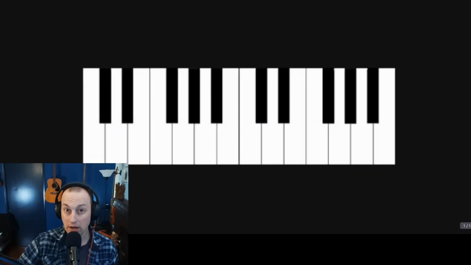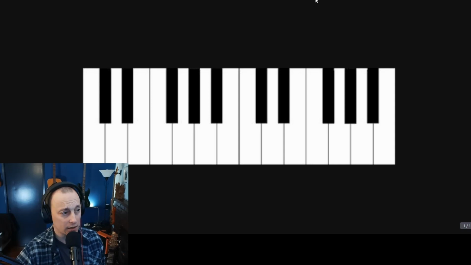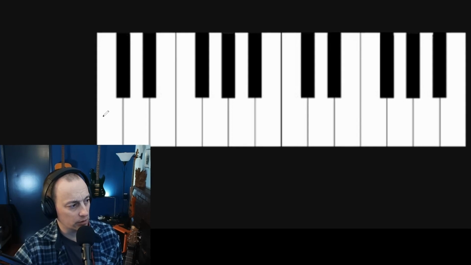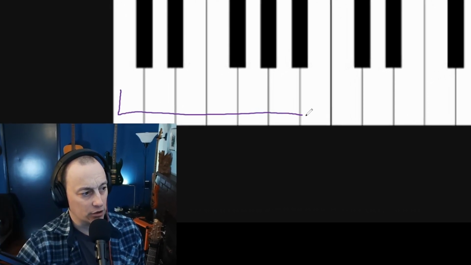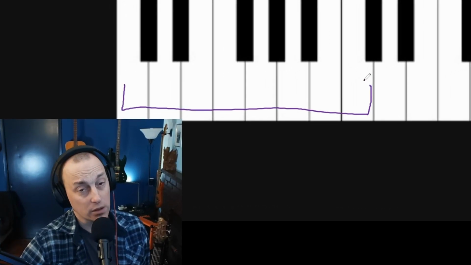So if we look at a piano keyboard, or a picture of a piano keyboard in this case, I can see my C major scale very easily. It's all the white keys, all the natural notes. That makes up my C major scale. So easy to see the notes in the C major scale.